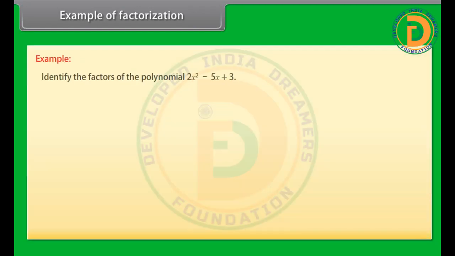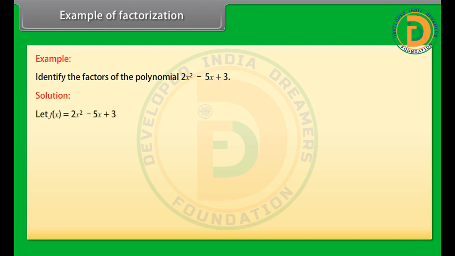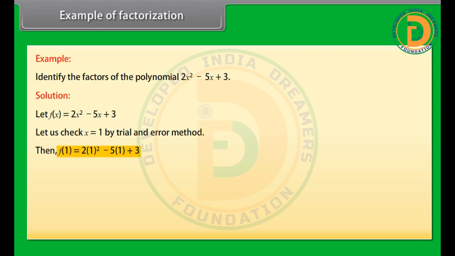Example of factorization. Example. Identify the factors of the polynomial 2x^2 minus 5x plus 3. Solution. Let f(x) is equal to 2x^2 minus 5x plus 3. Let us check x is equal to 1 by trial and error method. Then f(1) is equal to 2 into 1^2 minus 5 into 1 plus 3, which is 2 minus 5 plus 3, which equals 0.